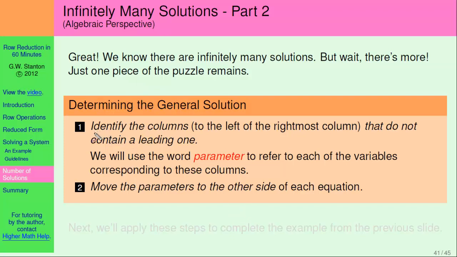You first just identify the columns to the left of the rightmost column. In other words, we're only interested in the columns that correspond to variables, not the column that represents what goes on the other side of the equal sign. So looking at those left columns, we want to find the ones that do not contain a leading 1.